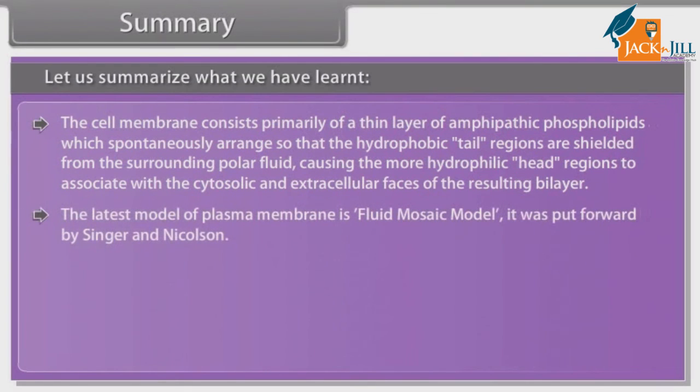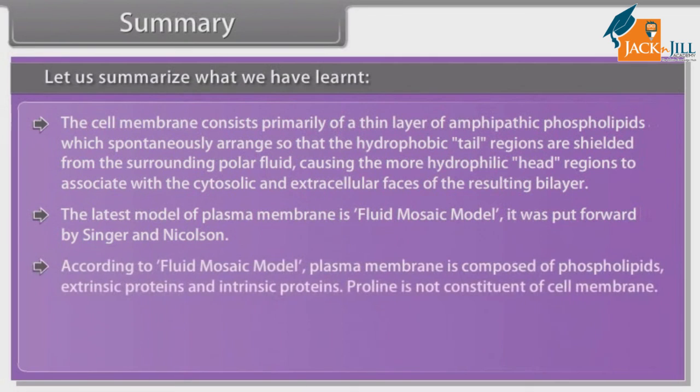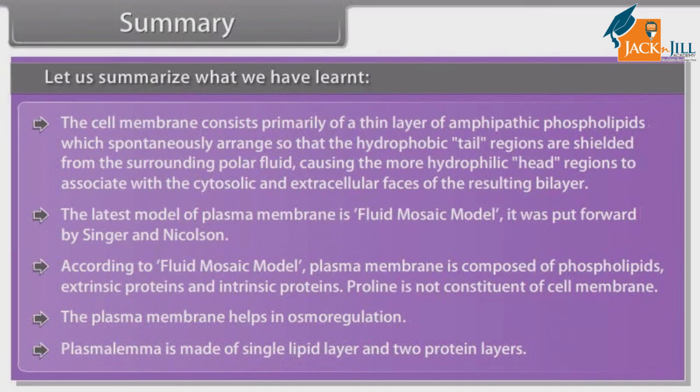The latest model of plasma membrane is fluid mosaic model. It was put forward by Singer and Nicolson. According to the fluid mosaic model, plasma membrane is composed of phospholipids, extrinsic proteins and intrinsic proteins. Proline is not constituent of cell membrane. The plasma membrane helps in osmoregulation. Plasmalemma is made of single lipid layer and 2 protein layers.